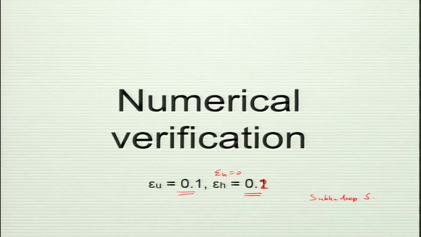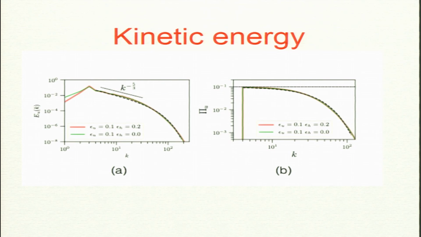We make these runs and wait for steady state. These are forced runs, we inject all the time, so you get a steady state and we can compute the spectrum and flux. This is the spectrum of kinetic energy, and this is the flux of kinetic energy. There is one run with 0 injection of helicity and one with 0.2. Red is with helicity 0.2 and green is with no helicity.